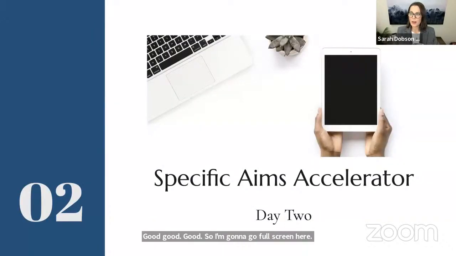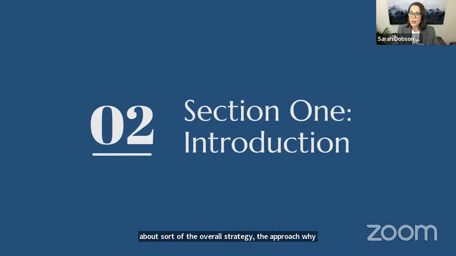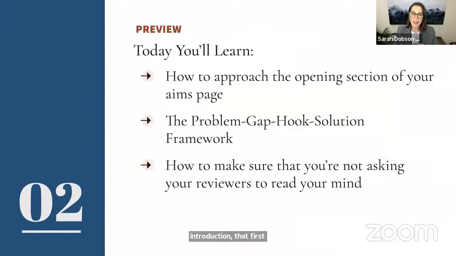Super. Okay, so we are on to day 2. Yesterday, we talked about the overall strategy, the approach, why you want to start with your Aims page. Today, we're diving right in. So we are talking about the introduction, that first section of your Aims page. Today, you'll learn how to approach that opening section of your Aims page. You're going to learn the problem gap hook solution framework, and you're going to learn how to make sure that you're not asking your reviewer to read your mind, because I bet a lot of you are.